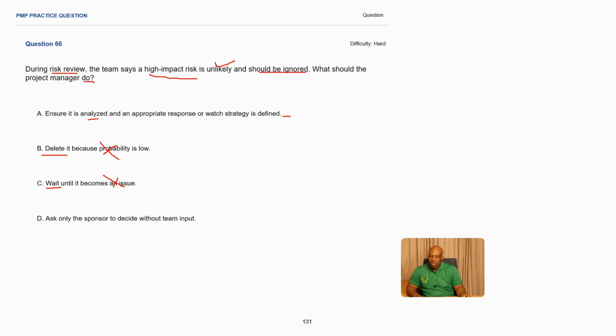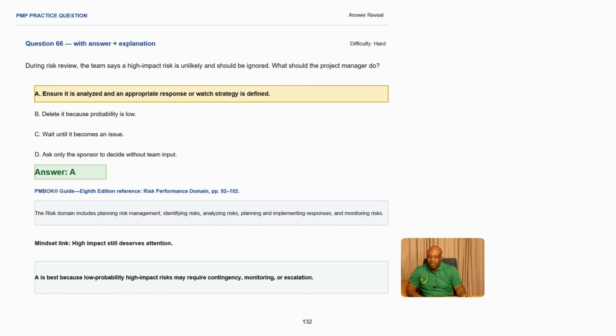Ask only the sponsor to decide without the team. You can only go to the sponsor if it's something beyond your authority or you require approval, making this one incorrect. So the best answer in this scenario is A. So why is A the best answer? You have to ensure you are analyzing, okay? The appropriate response, instead of saying it should be ignored, like what is coming from the team. Remember, this one has got a high impact. So the moment you ignore, if it happens, then you'll be in trouble.